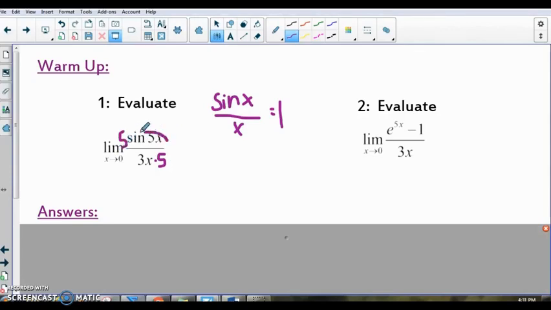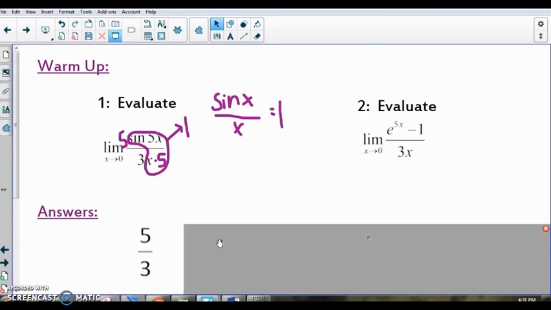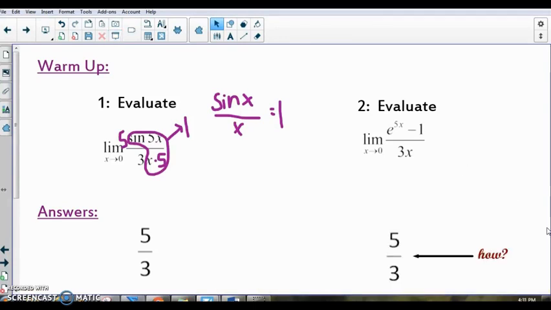So now you can see, hopefully this looks familiar to everyone, that this little portion of the problem, sine of 5x over 5x, that limit goes to 1. And you are left with 5/3, which is the answer to this problem. The next problem isn't quite so easy to evaluate. It does turn out that this one is also equal to 5/3, but you don't really have the skills to do this one yet. So you'll come back and visit this problem later on using the technique that you're going to learn.